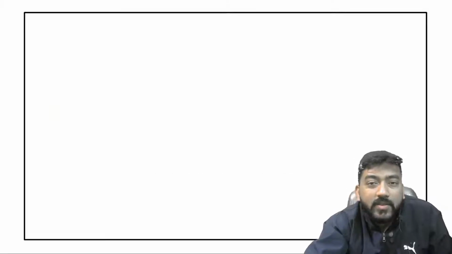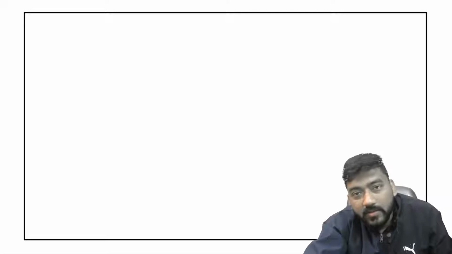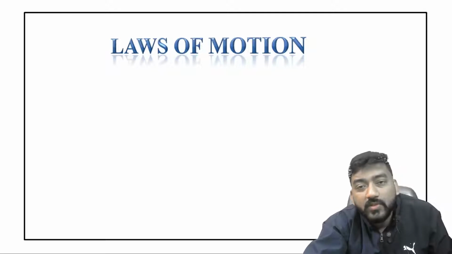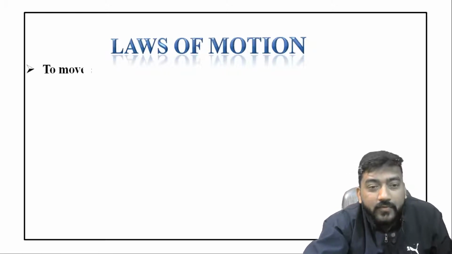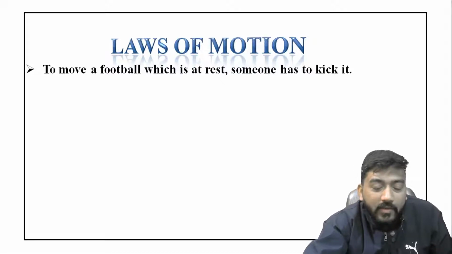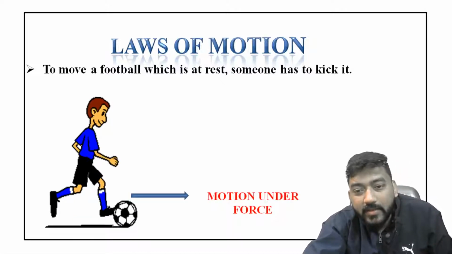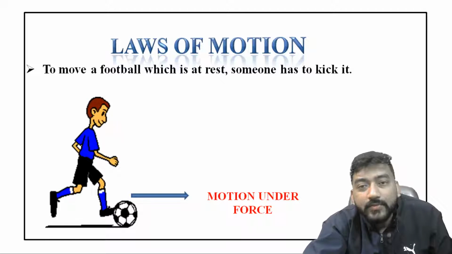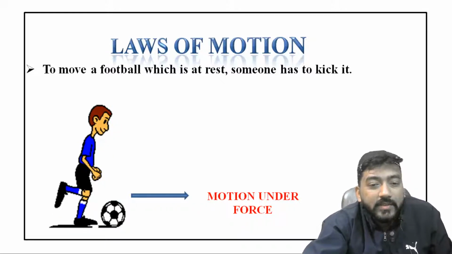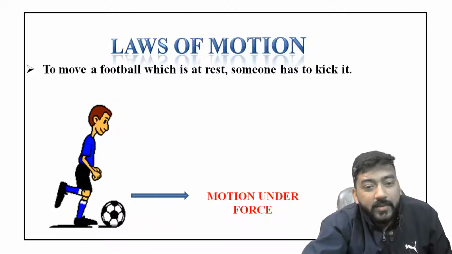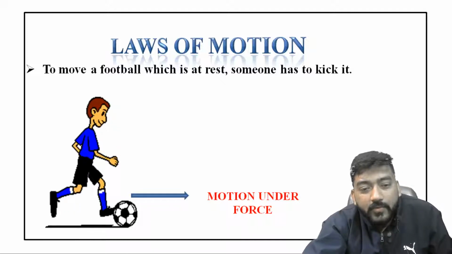And in this introduction class, first I'd like to give you some realistic examples. By using these examples, you can understand how these laws of motion are involved around us. So first I'd like to give you an example: if you want to move a football which is at rest, then obviously you have to kick it. You can see in this animation that if you want to move the football horizontally, then you have to give the force on the football horizontally. And obviously you can see in this picture that the football is in motion under the force, and the force is given by this boy with his foot horizontally.